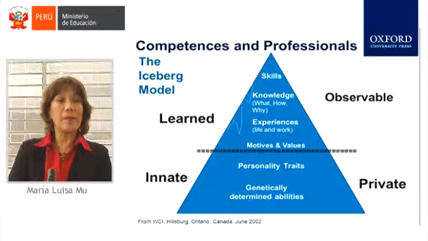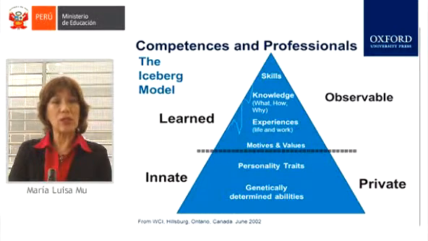There is a model, which is called the iceberg model, trying to show these aspects of competences. What is observable, and that includes the knowledge, the experiences, and what is private, which includes the personality traits and the genetically determined abilities.